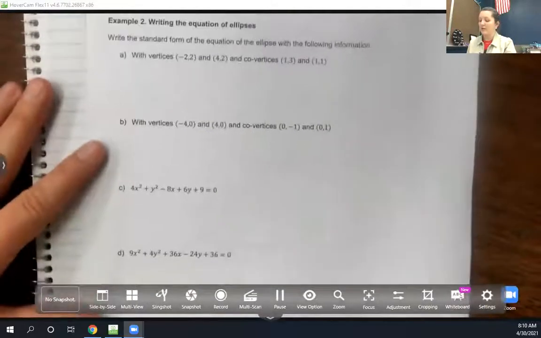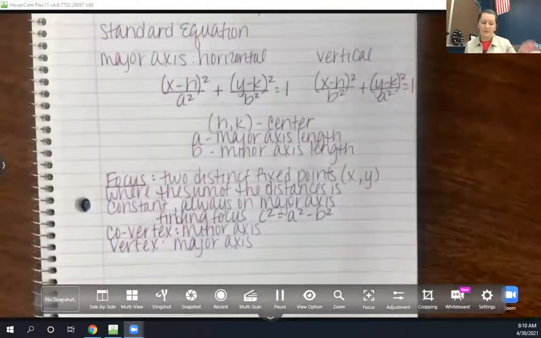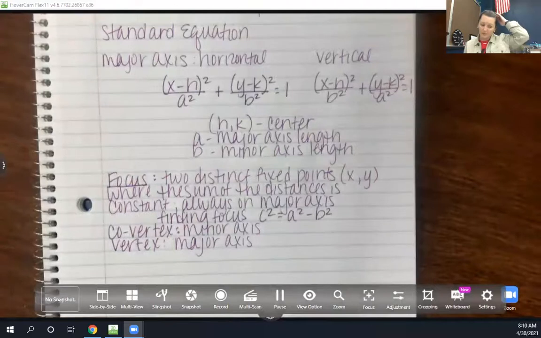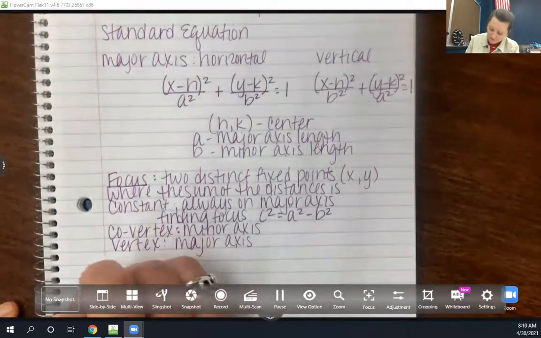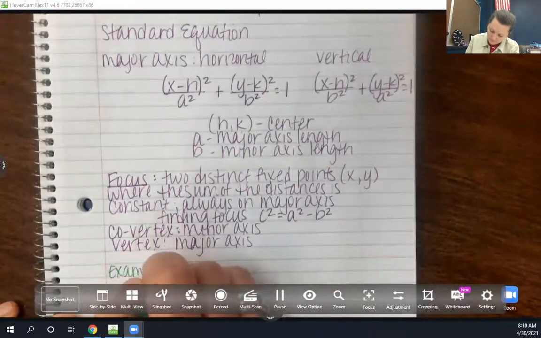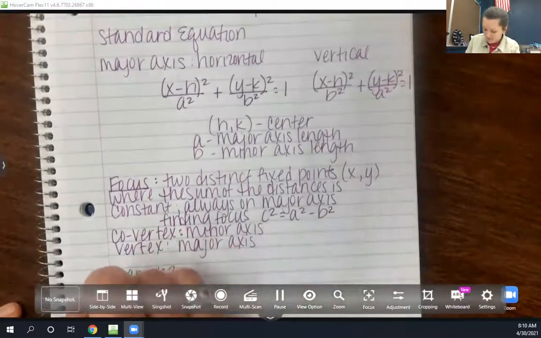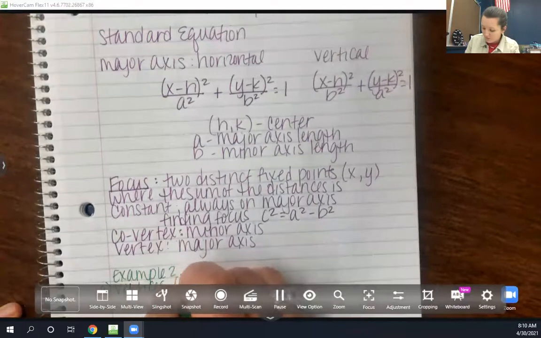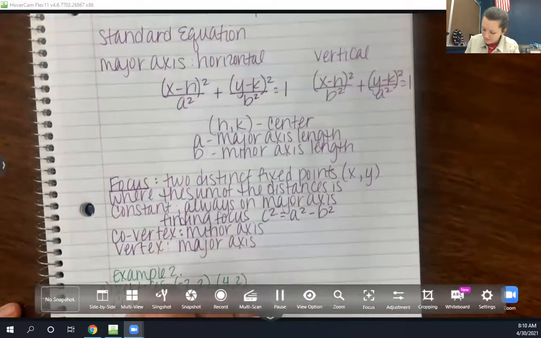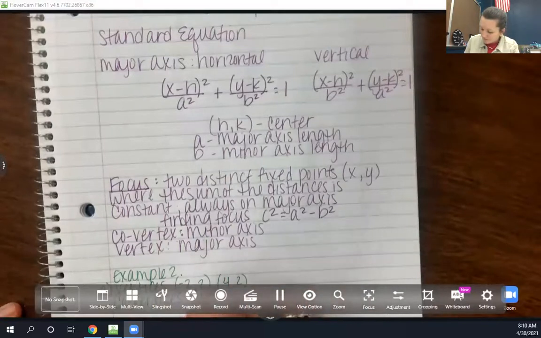Now moving on to the other side, we're going to write the standard form of the equation of the ellipse with the following information, okay? So here we go. This is example 2, and this is letter A. It says with vertices negative 2, 2, that's on your major axis, right? 2, 2, and 4, 2, and we have our co-vertices of 1, 3, and 1, 1.